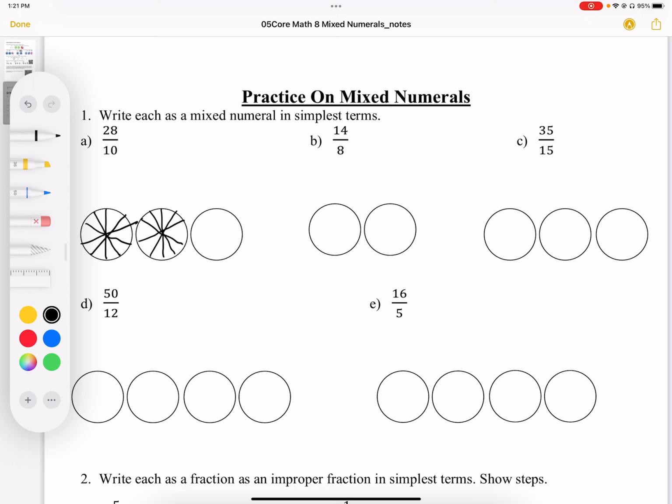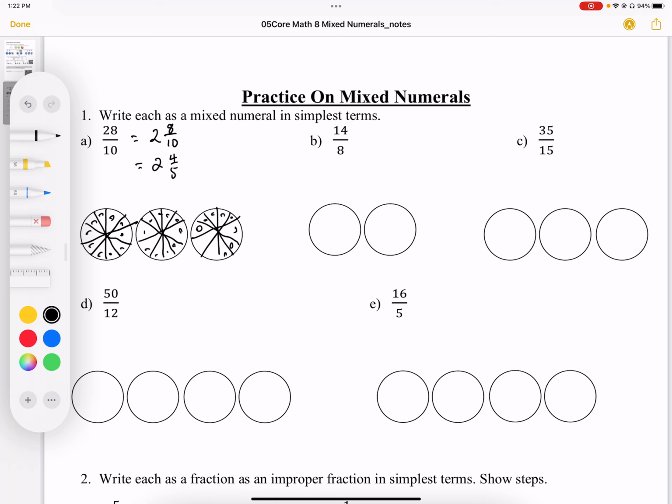20, so that's a total of 20, and then we're going to have 8 left over. So this is going to be equal to 2 wholes, and then we're going to end up with our 8 leftover slices. So 1, 2, 3, 4, 5, 6, 7, 8, and we have our 20, which make up our 28. Okay, so this is going to be 2 and 8 tenths. Now this could be simplified to 2 and 4/5.